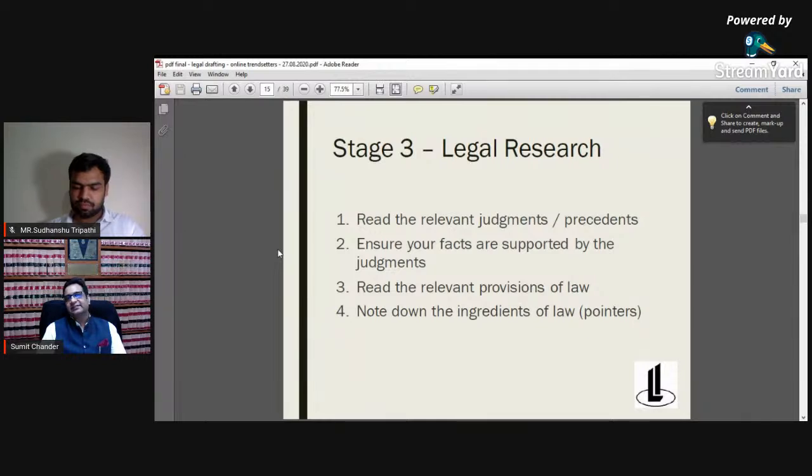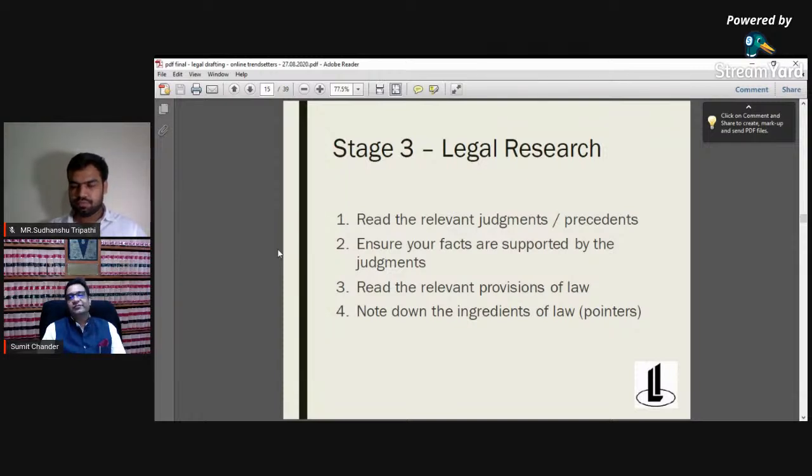When you start doing your legal research, read the relevant judgments and precedents. Nowadays, you have a lot of online software to support and help you find the relevant judgments. When you find those judgments which are so-called relevant to your facts, ensure that your facts are supported by those judgments. It's very important because once you have the judgments in hand, you have the facts which are similar to the ones of your case and which have been mentioned in our precedents, then you already have a strong case when you file it, even at that stage.